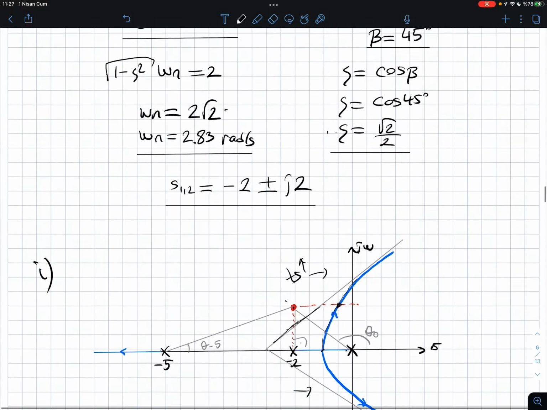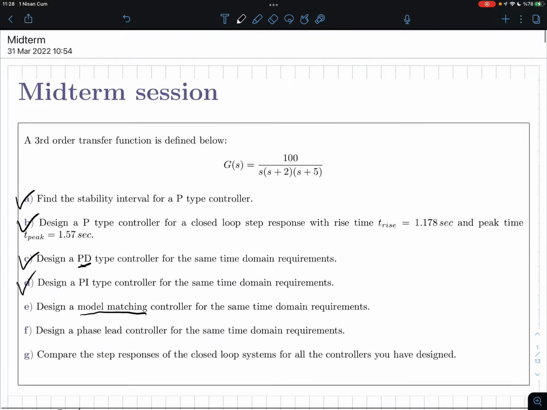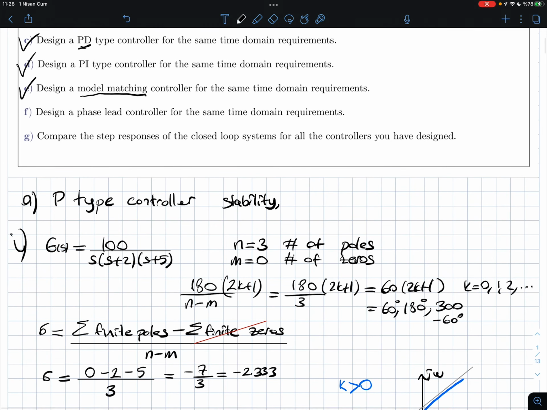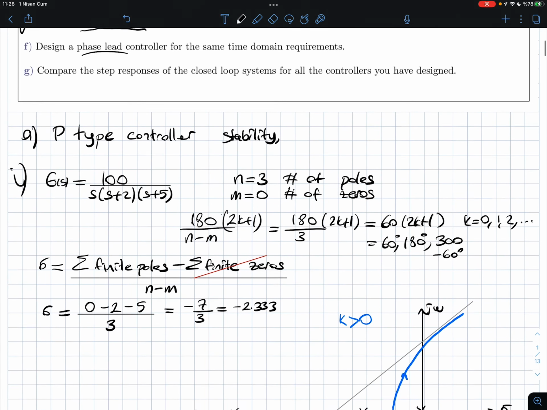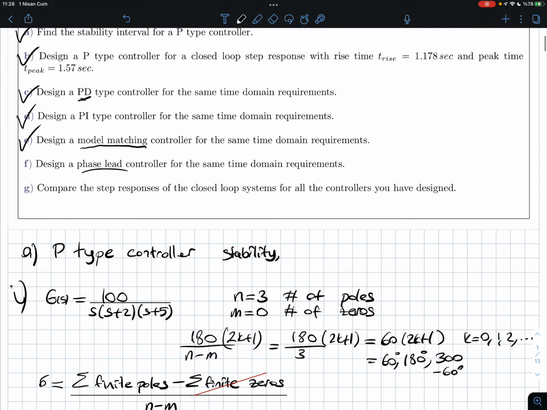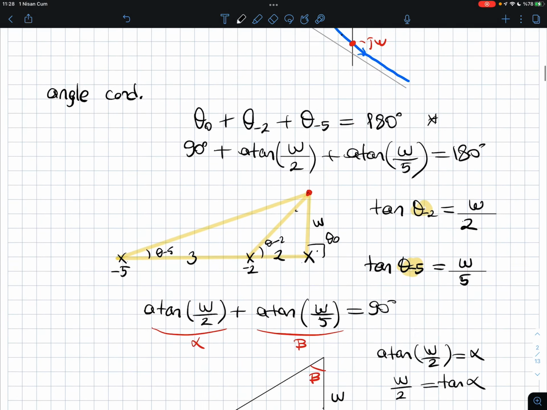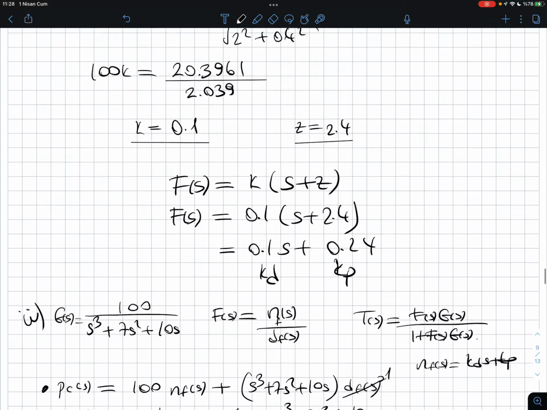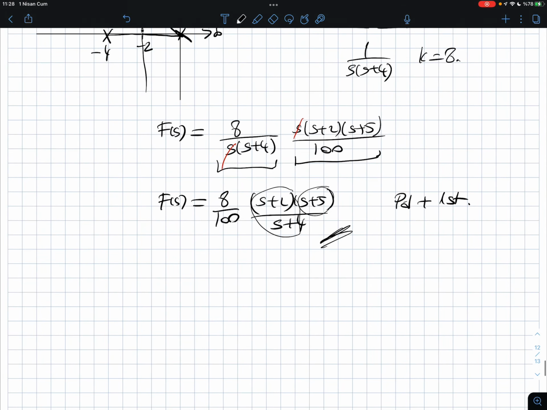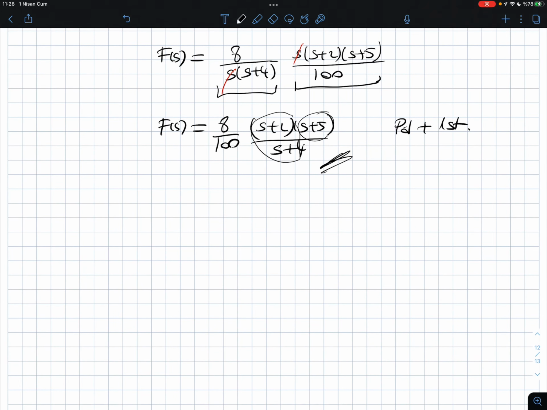So what about the next question here? What about the phase lead controller? So that's basically our last part here, because then the comparison is the only step that we need to look at. So what about the phase lead controller?